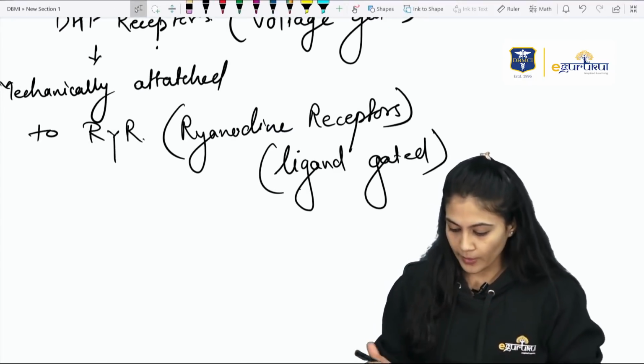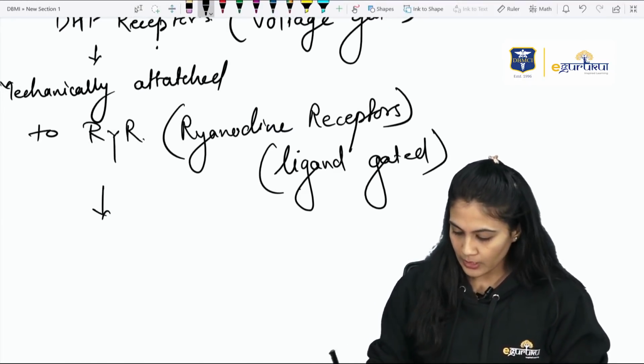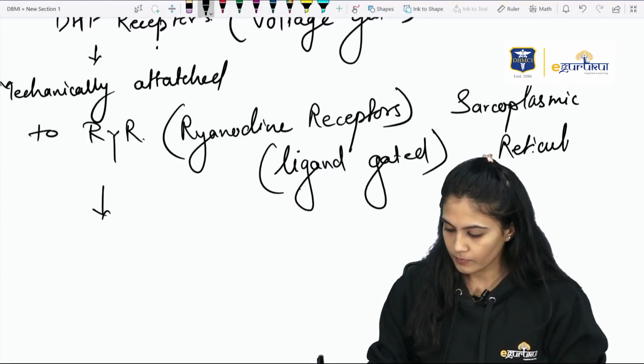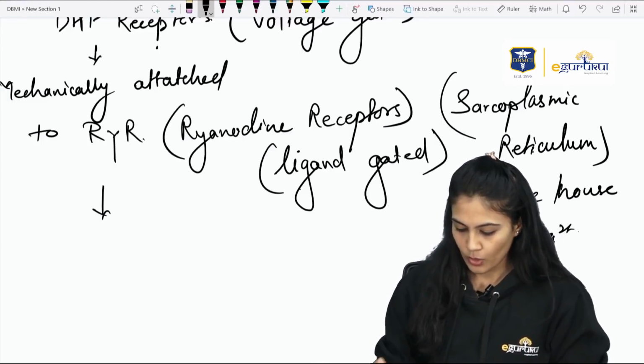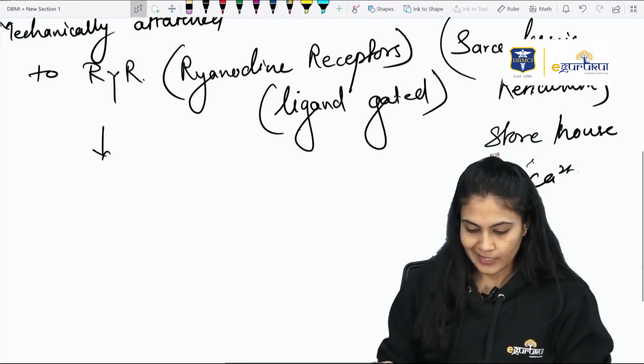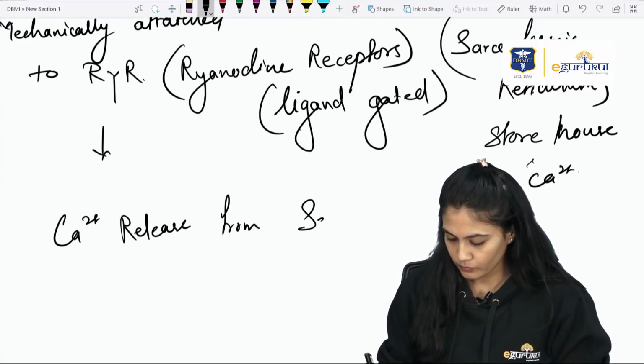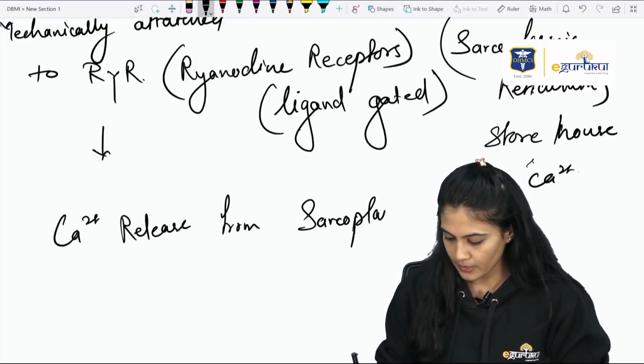So once they are opened up, what will happen? They are present on the sarcoplasmic reticulum, and the sarcoplasmic reticulum is nothing but the storehouse of calcium. So once they are opened up, what will happen? There will be release of calcium from the sarcoplasmic reticulum.